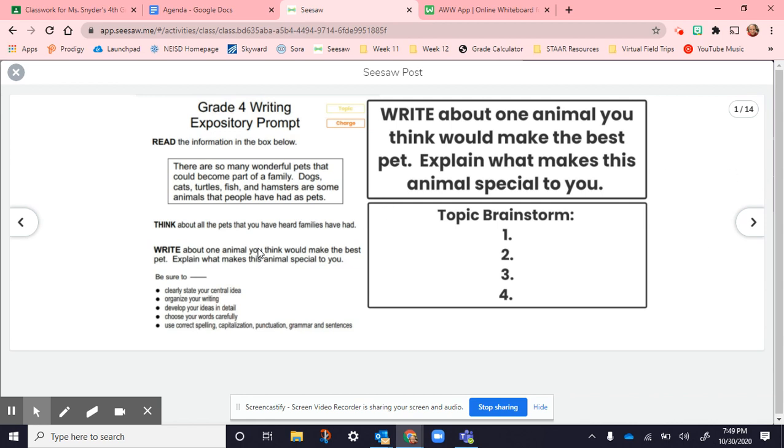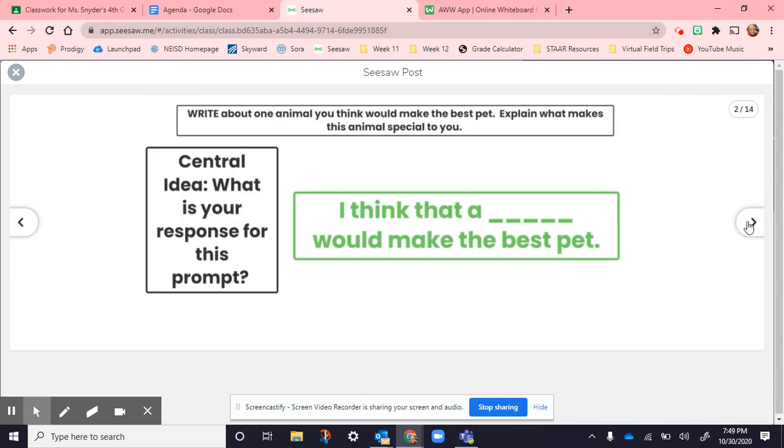But what we did is we looked at a prompt. So we've been working with the same prompt all week. Explain one animal you think would make the best pet and explain what makes this animal special to you. So we did some brainstorming. We chose our animal that we wanted. We made a central idea. The central idea has to be in the introduction.